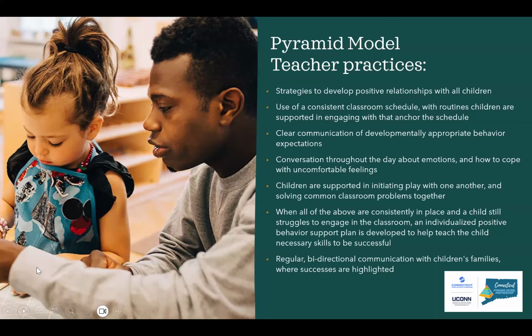And when all of these things are consistent and in place, and a child still struggles, you'll see again that top of the pyramid, or tier three, individualized behavior support plans being analyzed and written and put into place, to support the teacher and that child to be successful. And lastly, but very, very importantly, you see an increase in intentionality around regular bidirectional communication with children's families, where successes are highlighted, so that they're not just hearing from you when there's an ask or a request or a concern.